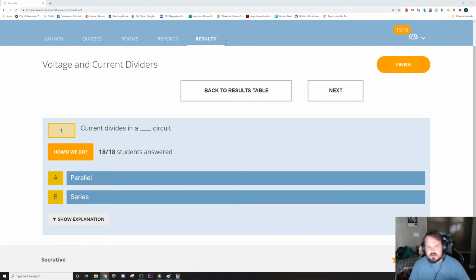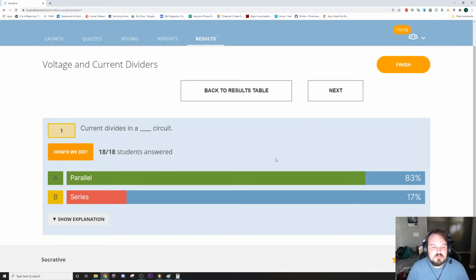Alright, so this lesson is voltage and current dividers. It's the second to last lesson in the test material. It's talking mostly about the law of proportionality and how it can be used to solve circuits where you don't have all of the information that would be required to solve the circuit. We'll get into it a little bit more as we go, but current divides in a parallel circuit.